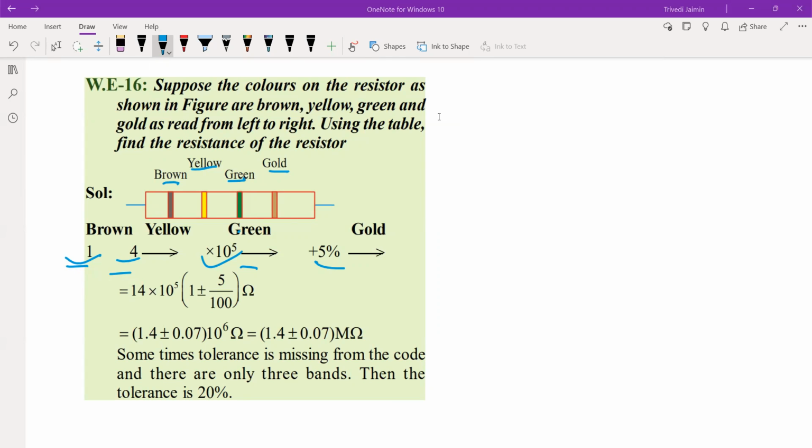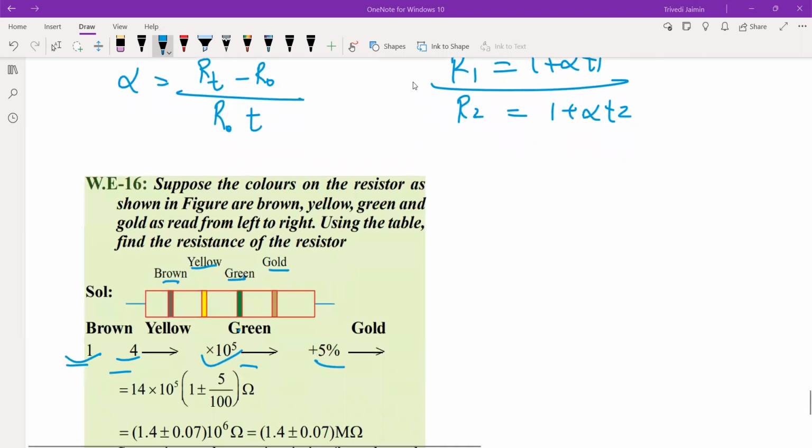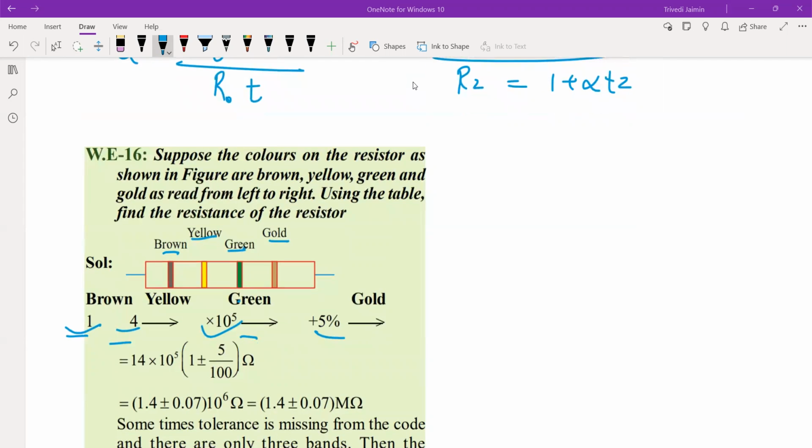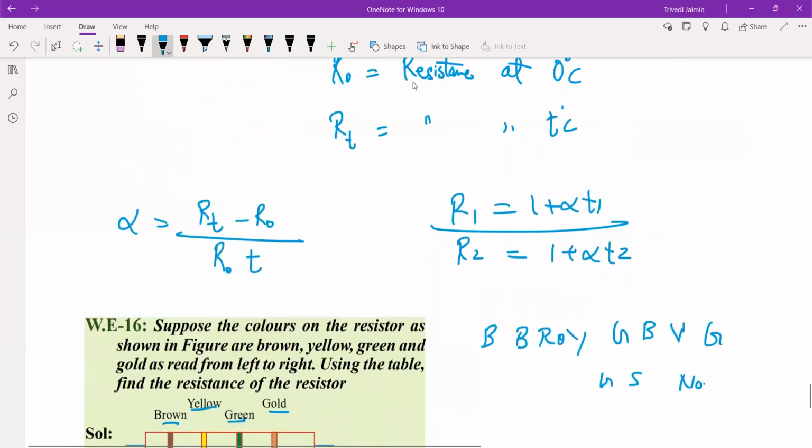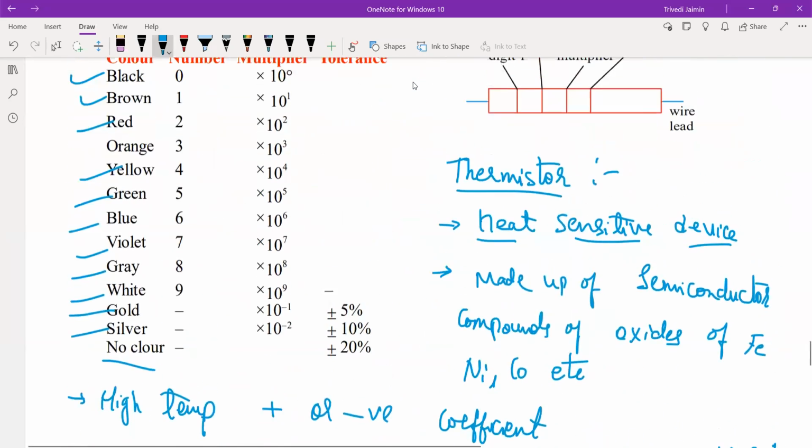So these are kind of hard because we've never learned this. Okay, this is just color coding. Simple terms to remember, if you want me to write, how I used to remember: BB Roy goes to Bombay via Gateway with gold and silver and no color.